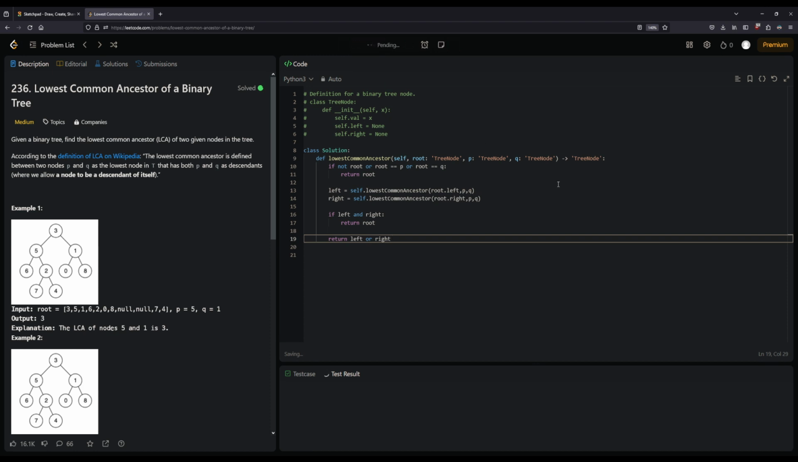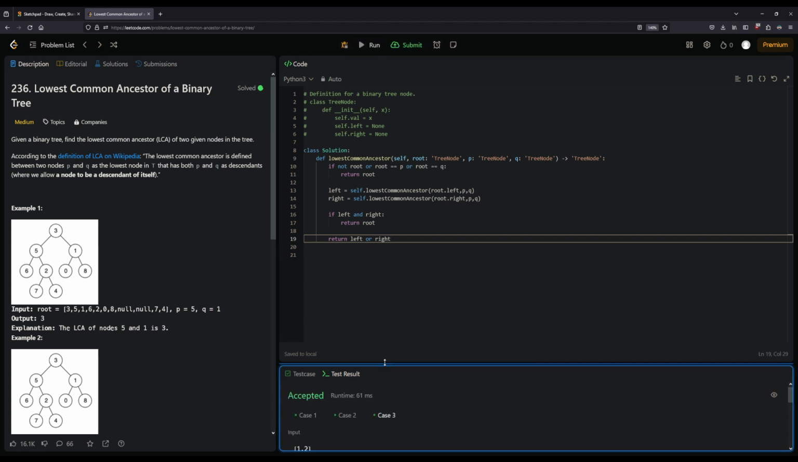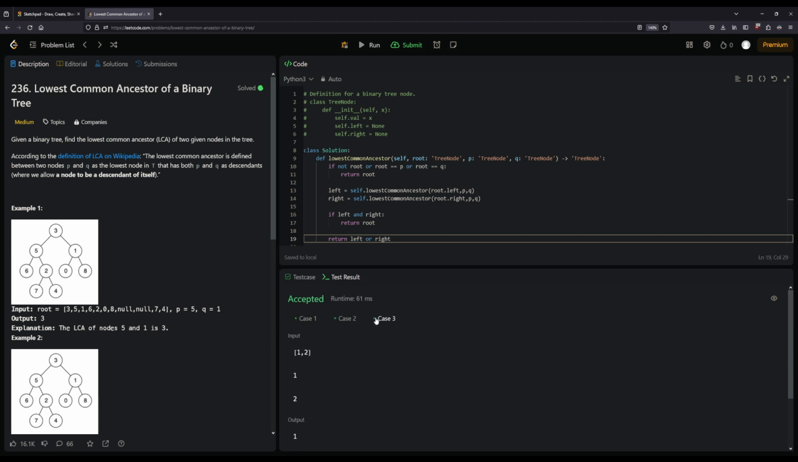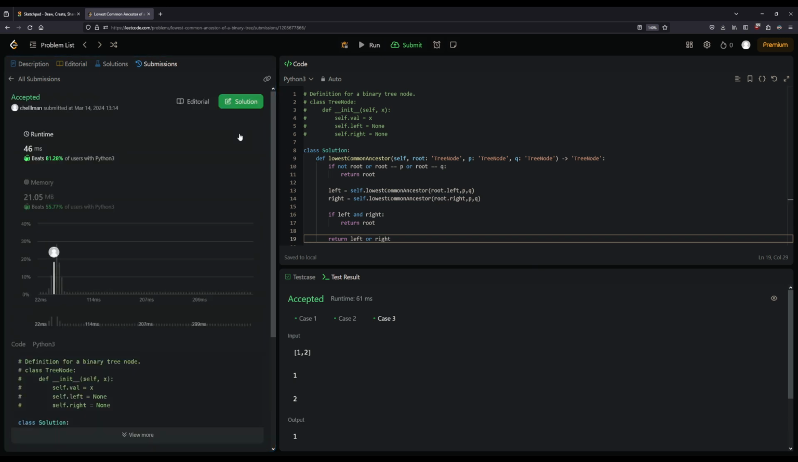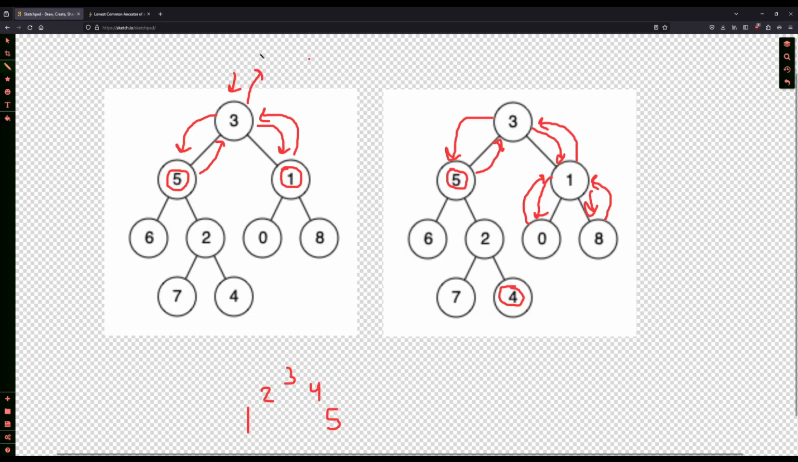So let's run this. You'll notice that we pass our first 3 test cases, so let's submit this. And we've solved the problem. So let's go back to this problem, this diagram's over here, and think about the complexity.